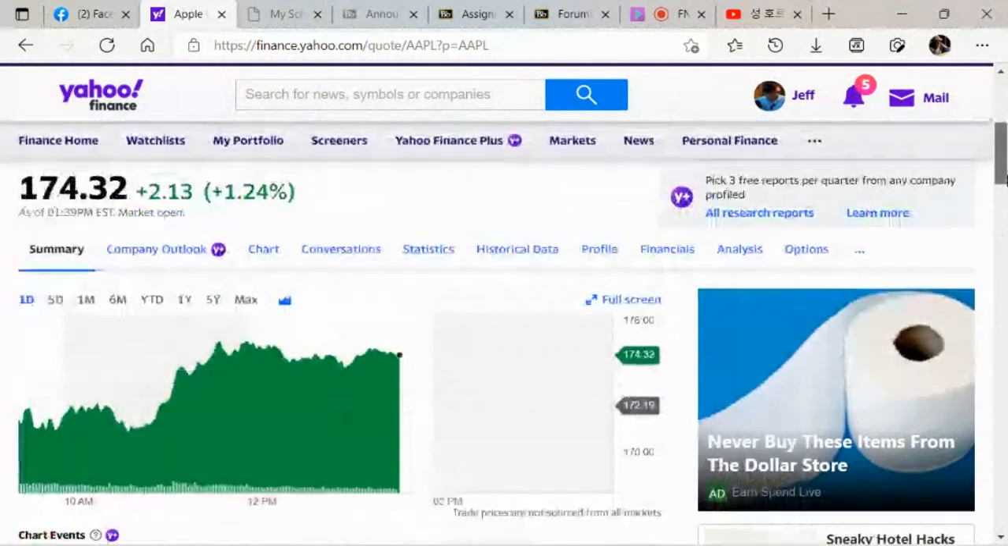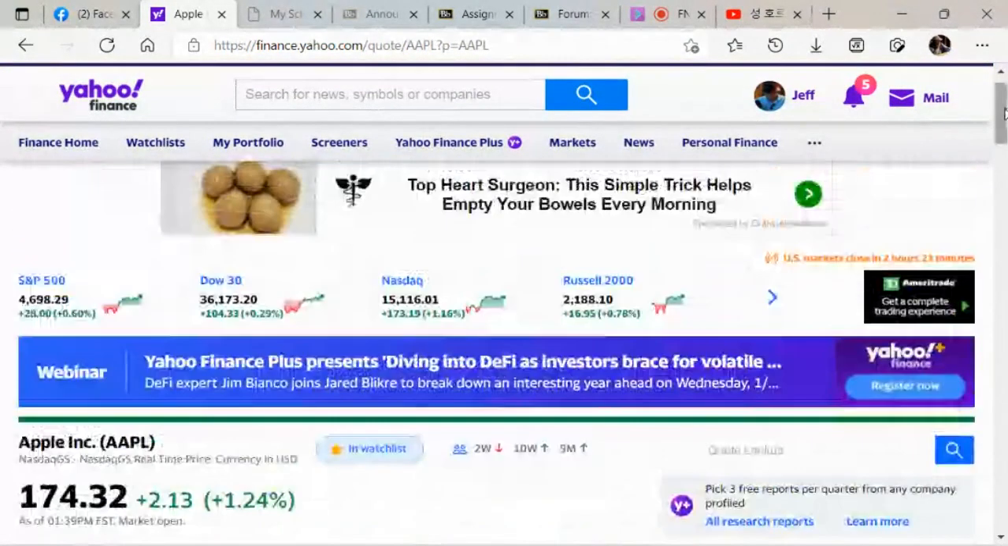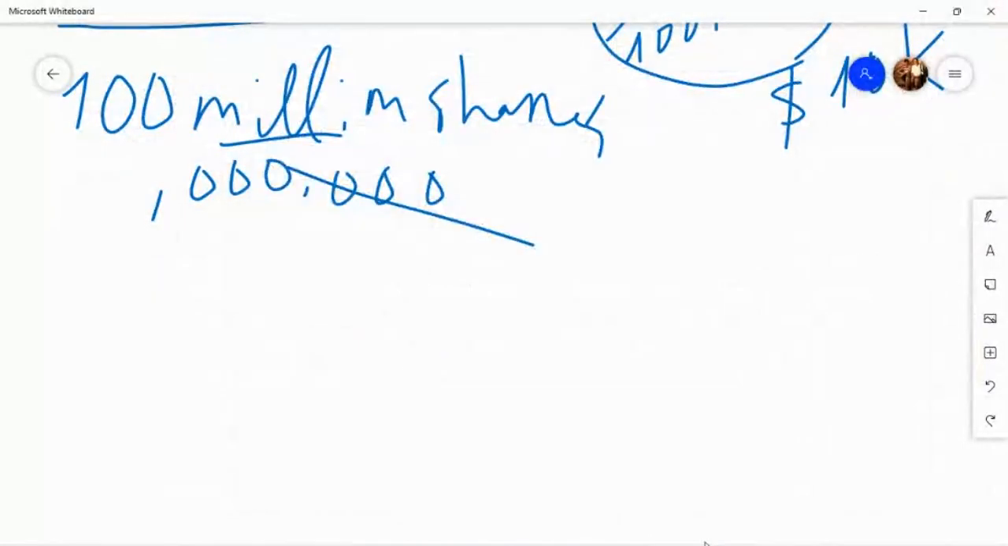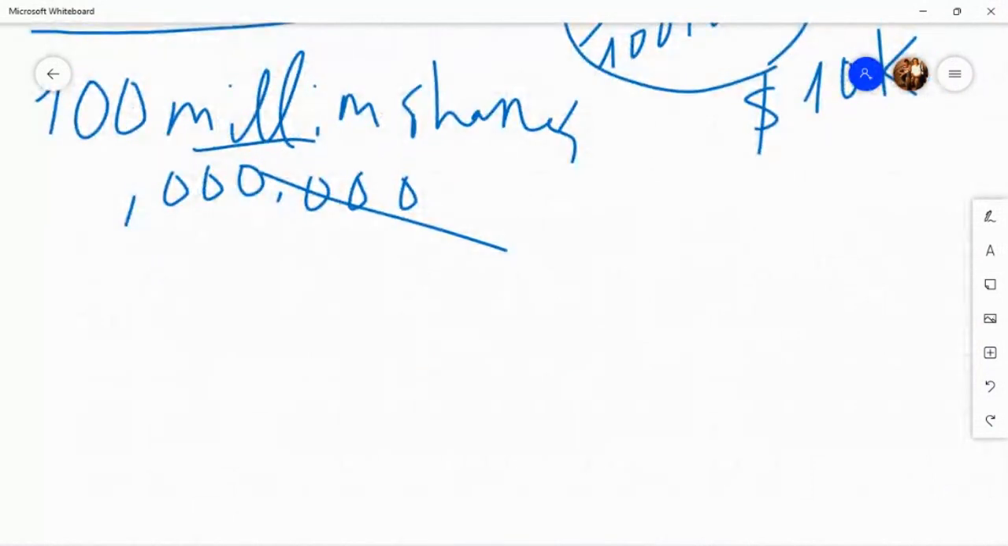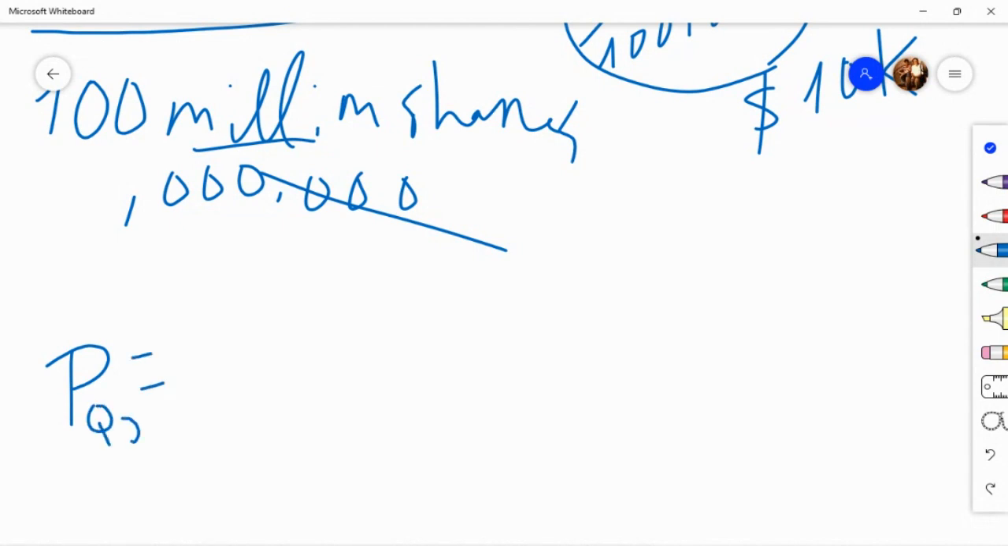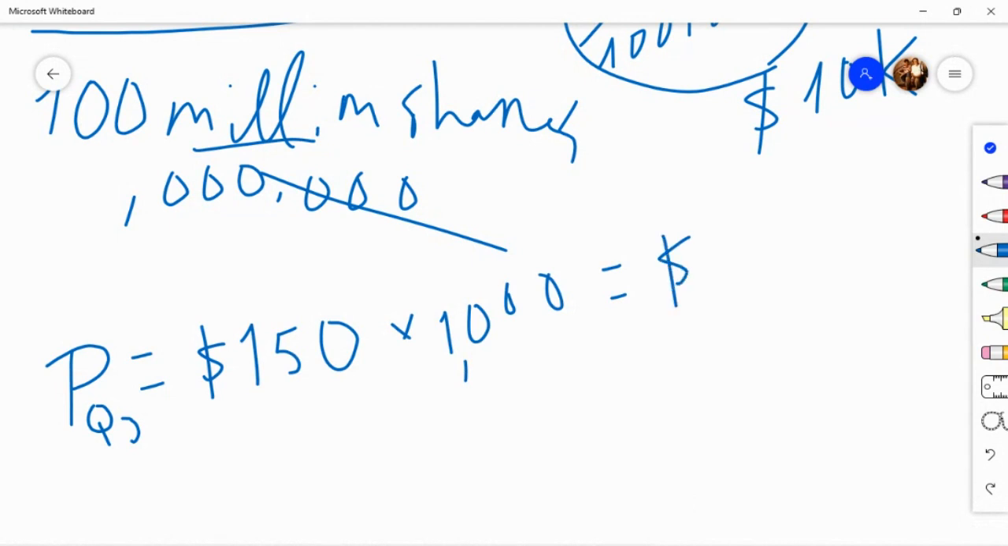Suppose, just to make it simple, you bought Apple at the end of the third quarter. The price at the end of the third quarter was 150, and you bought 1,000 shares. So obviously your total equity position in Apple was 150K, isn't it right? 150K.